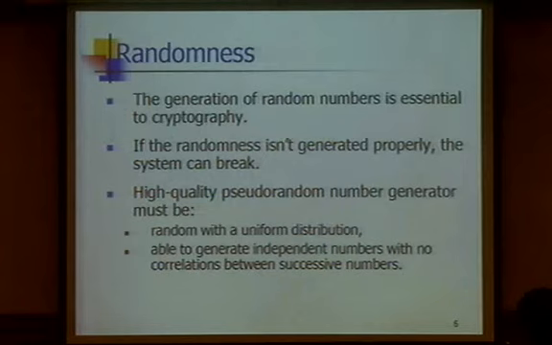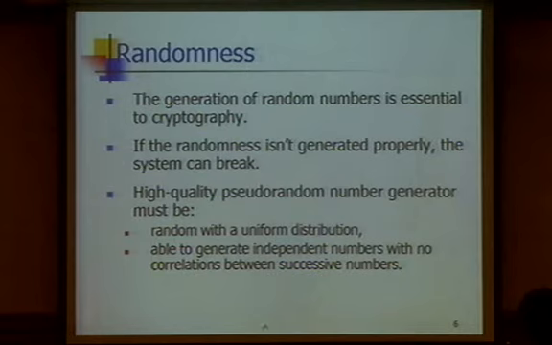As you know very well, the generation of random numbers is very essential to cryptography, such as generating initial vectors for data encryptions, and key streams for stream ciphers, and nonces and patterns and so on. So if the randomness is not generated properly, the whole system can be broken. So we need high-quality pseudo-random number generators.